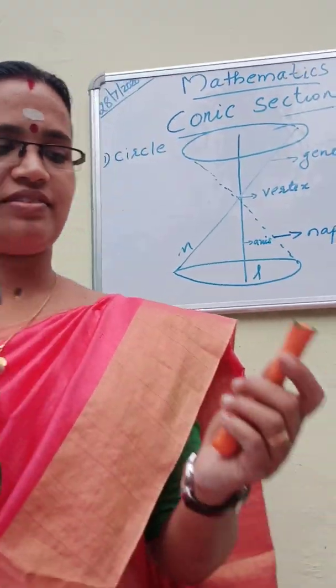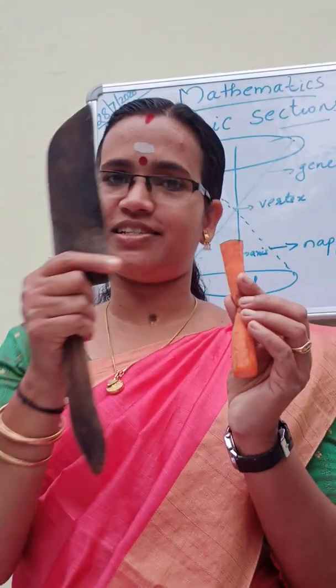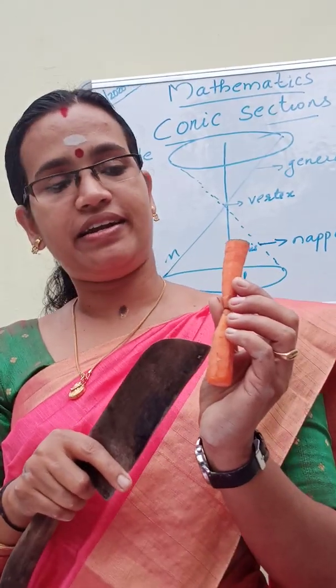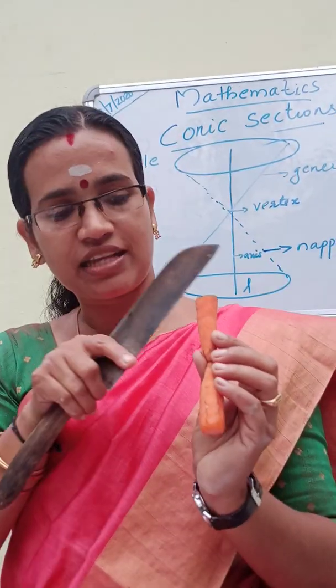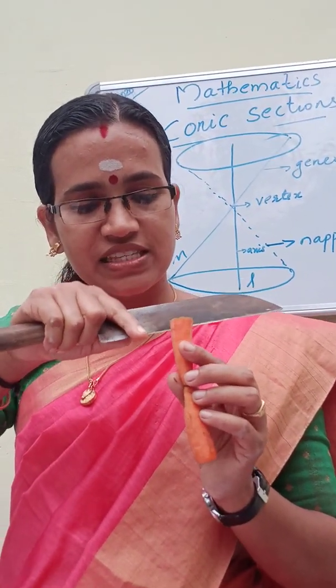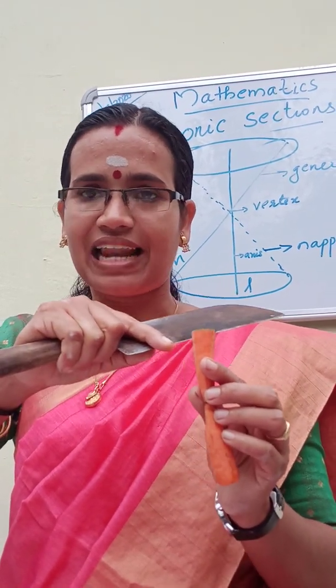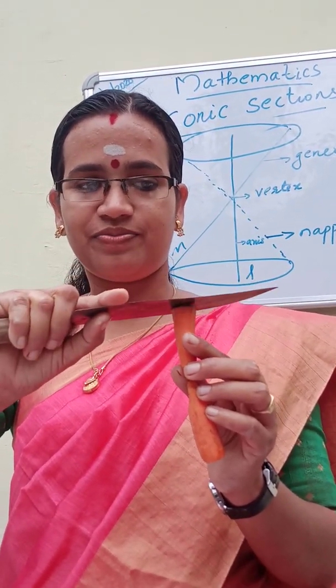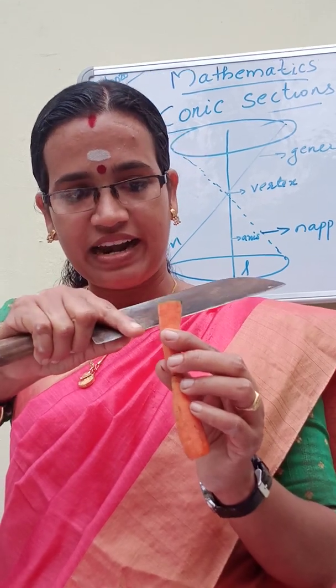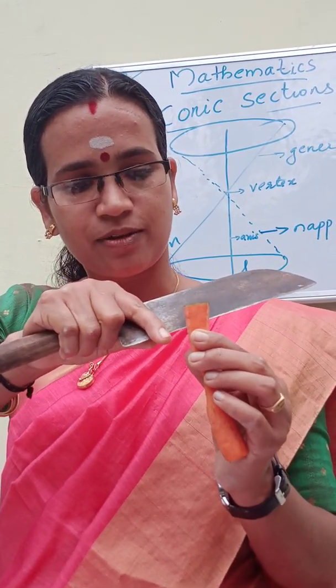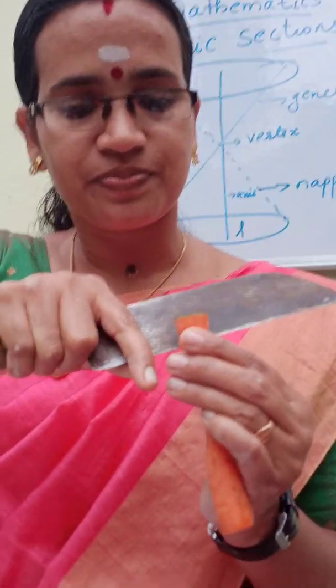Then again I am going to intersect this plane in this double napped hollow right circular cone in this angle. Just a slight change, not parallel. So you have to change this, and you have to cut.